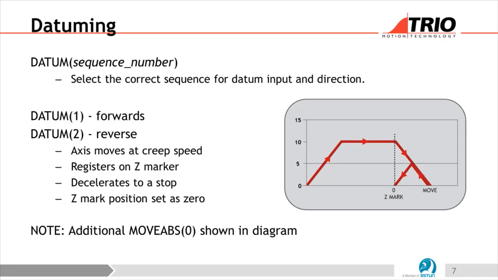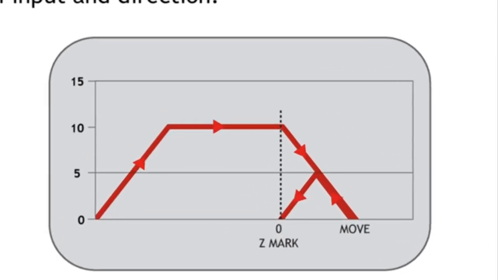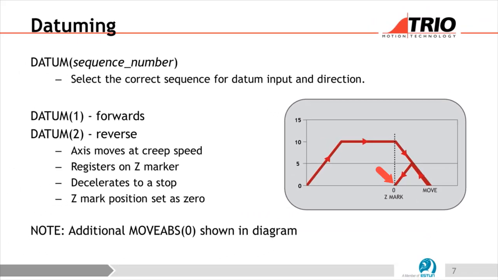Yeah, so you have this DATUM command. You have to select the correct sequence for the datum input and the direction. So datum 1 always goes forward, and datum 2 is for reverse, and then in datum 2 you have other options like the axis moving at creep speed. You can set the creep speed, registers on the Z marker, decelerates to stop, or Z marking the position set as 0.